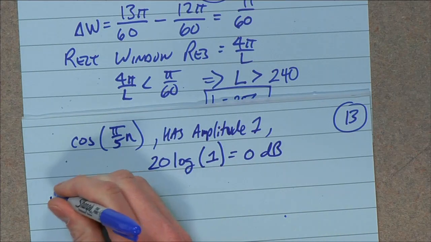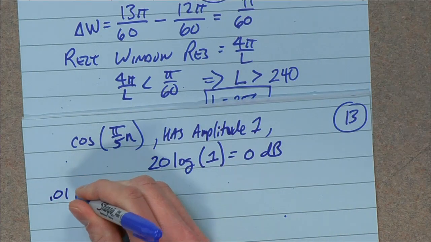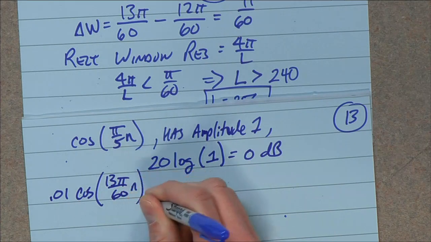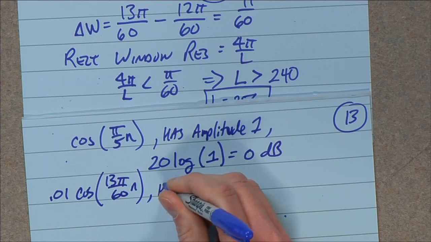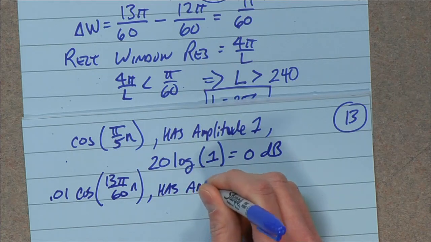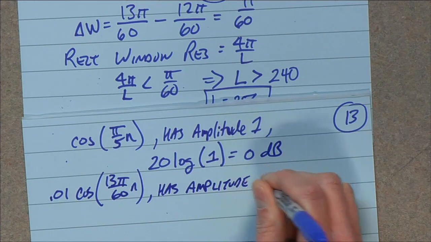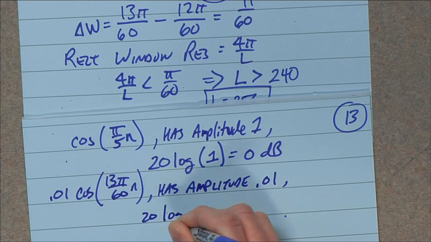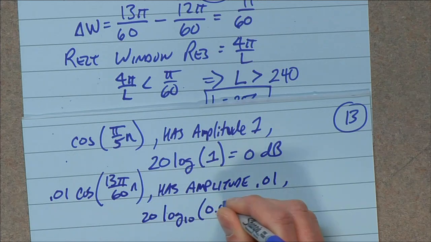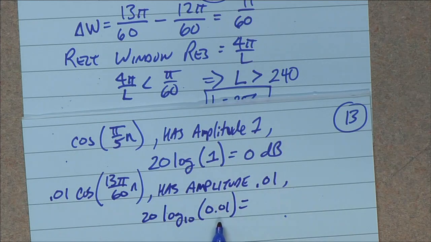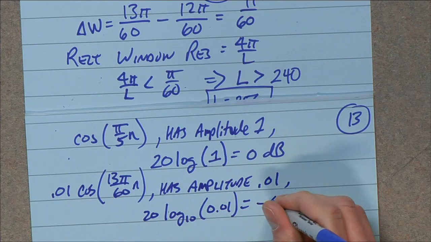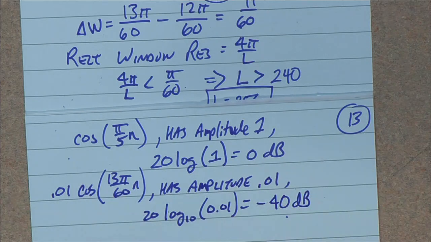But the next signal was 0.01 cosine 13 pi over 60. It has amplitude 0.01. Well, 0.01 is 10 to the minus 2, so the log of that is minus 2, times 20, that's minus 40 dB.